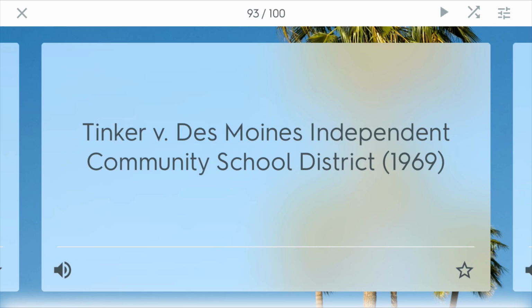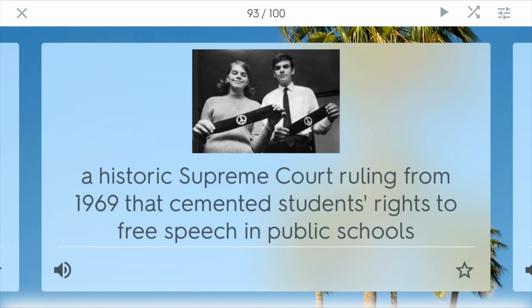In Tinker versus Des Moines Independent Community School District, 1969, this was a historic Supreme Court ruling that cemented students' rights to free speech in public schools. The Tinker siblings wanted to wear black armbands to school to protest the Vietnam War, and then they were expelled. Armbands were determined to be pure speech by the court and not disrupting the school's operation, so it was allowed.